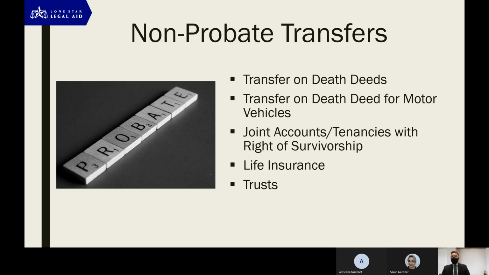So these are transfer on death deeds, or sometimes they're referred to as TODs. Transfer on death deeds for motor vehicles, so a TOD for your car. Joint accounts or tenancies with right of survivorship, life insurance, and trusts. So these are all non-probate transfers.